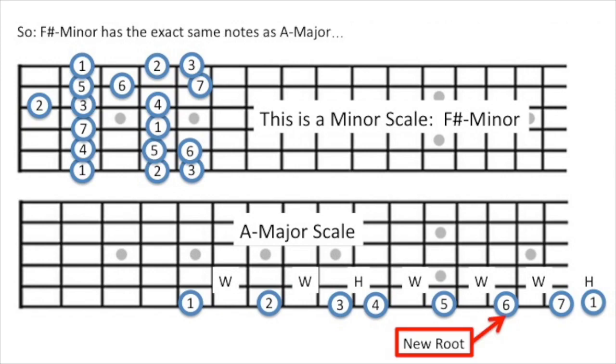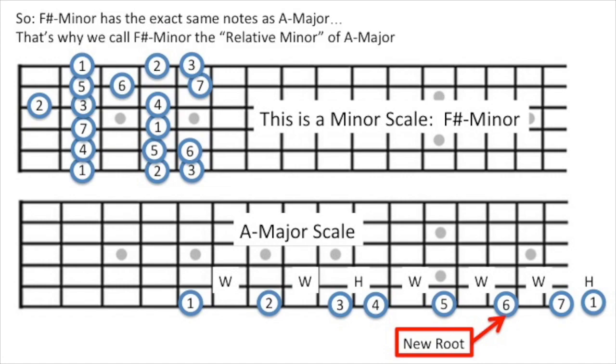So, this is called a relative mode since it's a different key. In this case, since it's the minor mode, we say that F sharp minor is the relative minor of A major. Or, that A major is the relative major of F sharp minor.